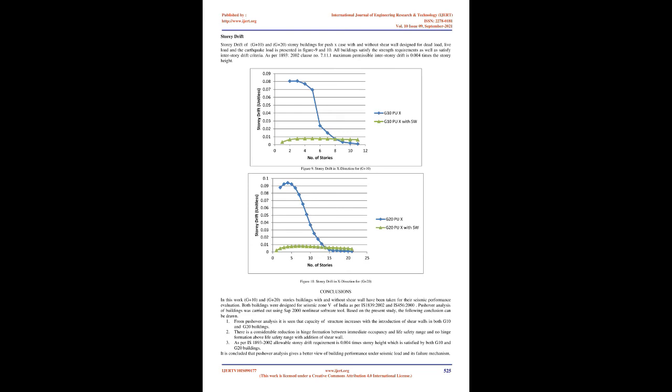Storey drift of G+10 and G+20 storey buildings for push X case with and without shear wall, designed for dead load, live load, and the earthquake load, is presented in Figures 9 and 10. All buildings satisfy the strength requirements as well as the inter-story drift criteria. As per IS 1893, 2002 clause no. 7.11.1, the maximum permissible inter-story drift is 0.004 times the story height.